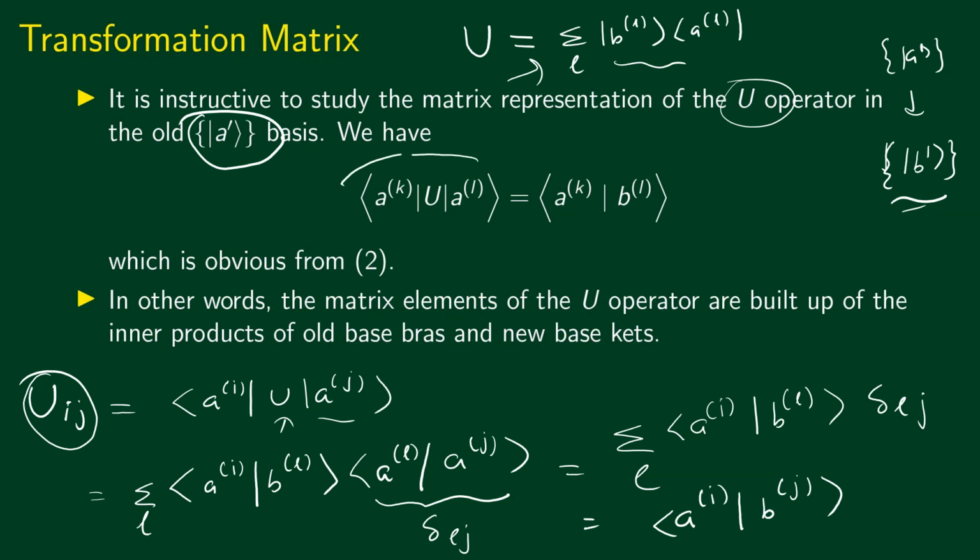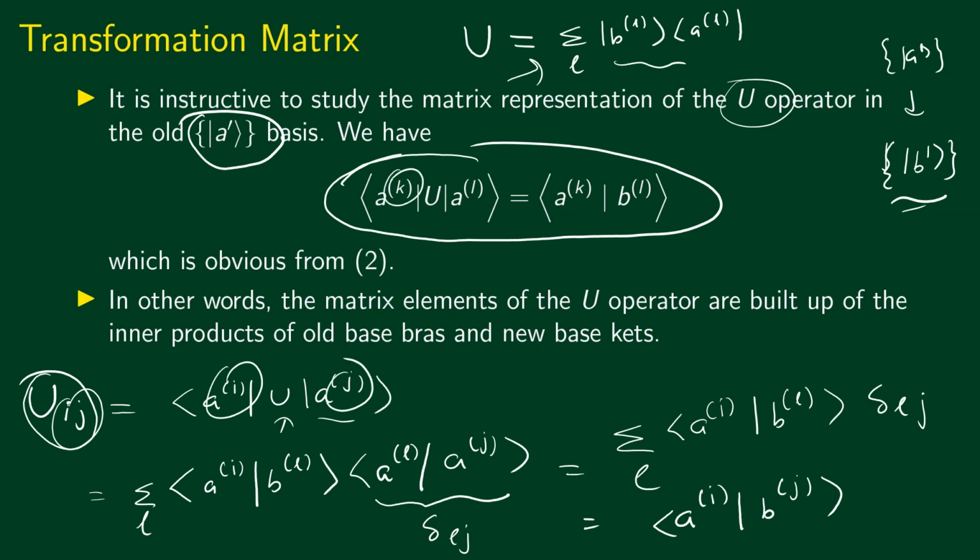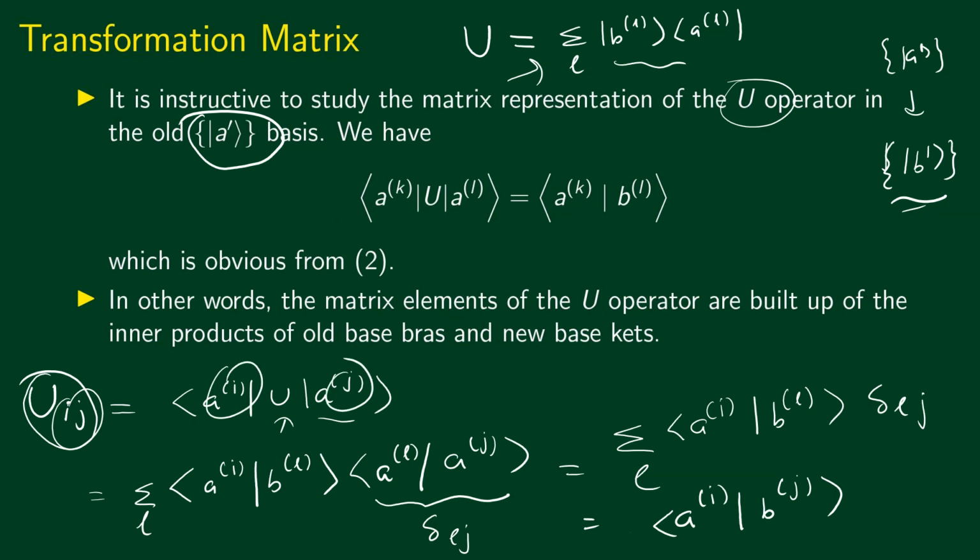This is how we have written it here. Here I have written Ij, and here we are writing K and L, that's all. So the KLth matrix element of operator U, bra AK U ket AL, is obtained in this form: bra AK ket BL. These are the matrix elements.